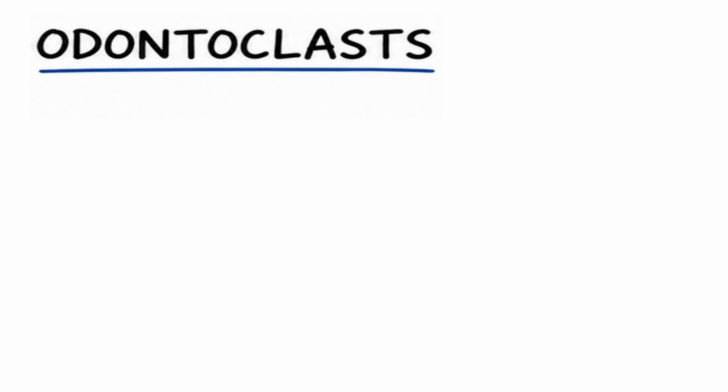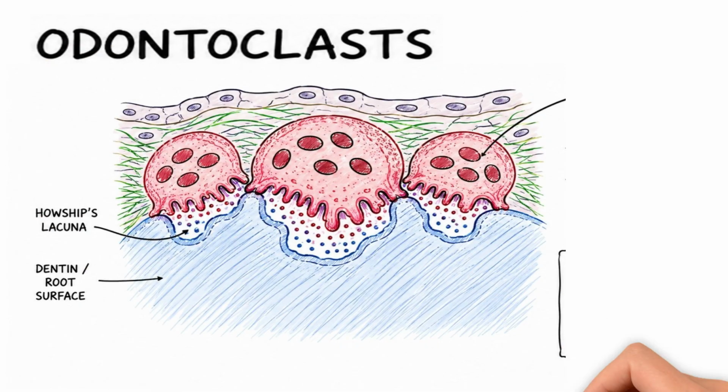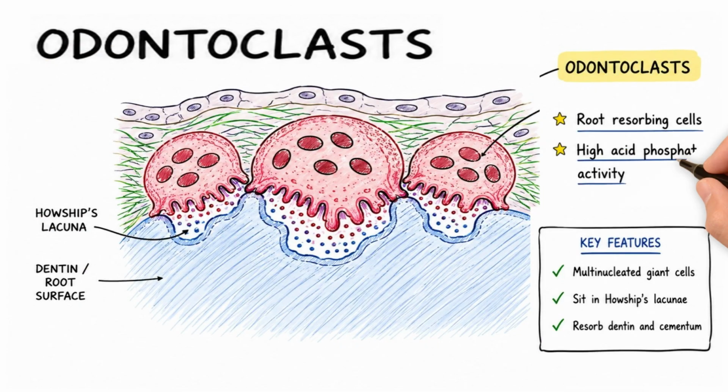of the dental arch. The cells responsible for root resorption are called odontoclasts. These are large, multinucleated giant cells that closely resemble osteoclasts. They actively resorb cementum, dentin, and even surrounding bone by secreting acids and enzymes. One important characteristic of odontoclasts is their high acid phosphatase activity, making this a favorite examination point.